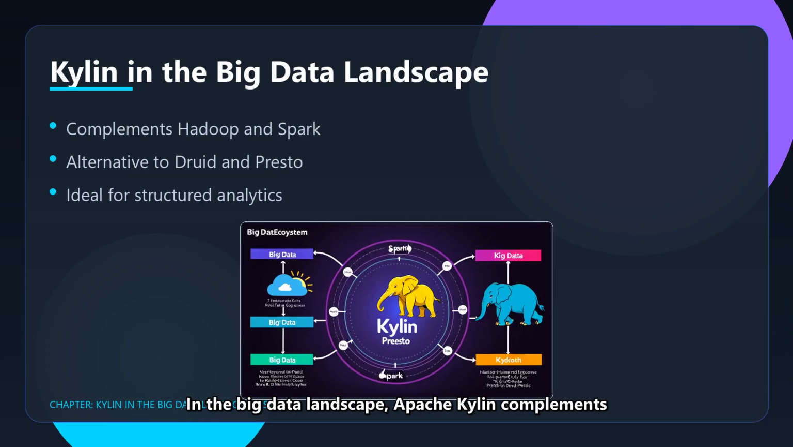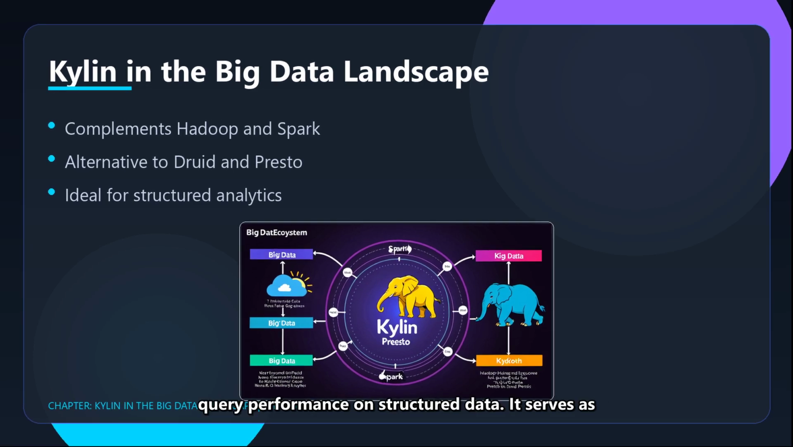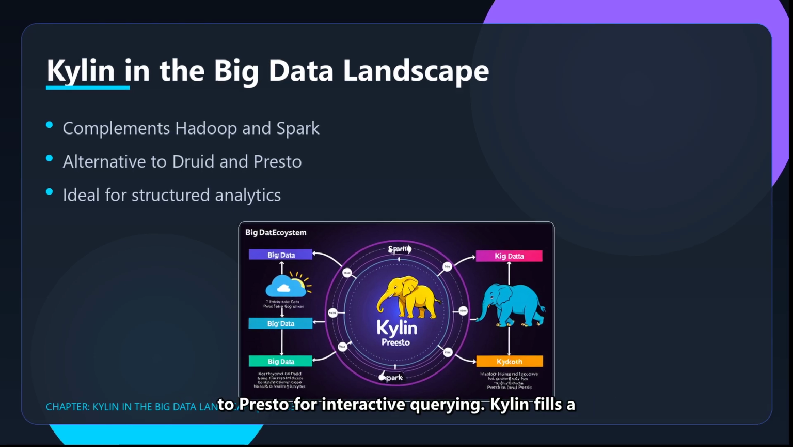In the big data landscape, Apache Kylin complements tools like Hadoop and Spark by providing fast query performance on structured data. It serves as an alternative to Druid for pre-aggregated analytics and to Presto for interactive querying. Kylin fills a unique niche for performance-critical analytics.